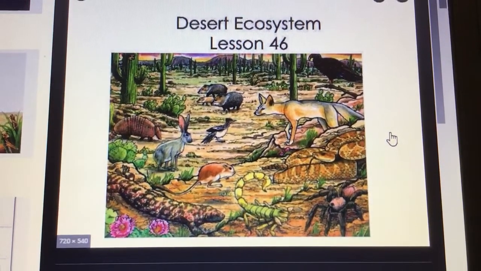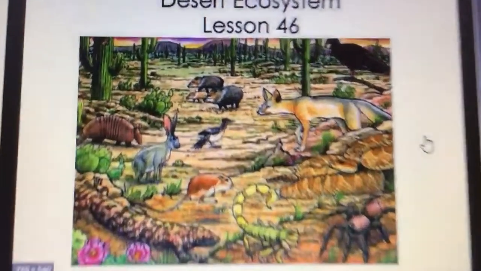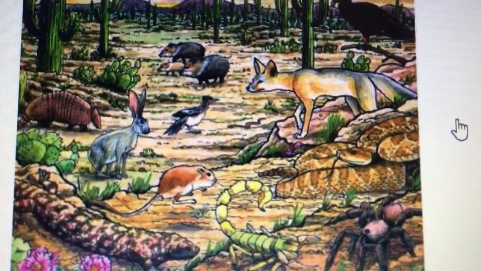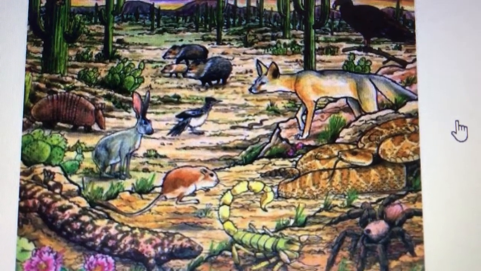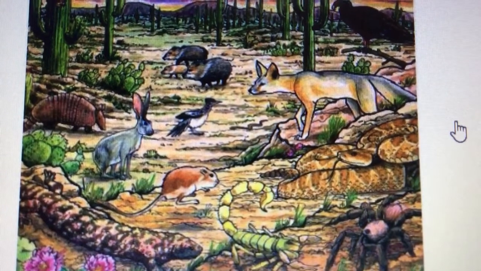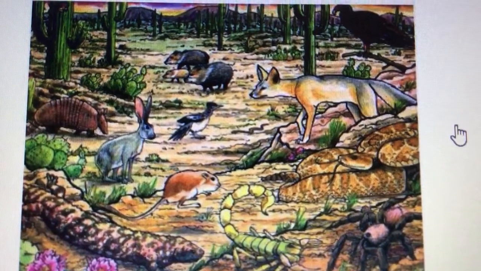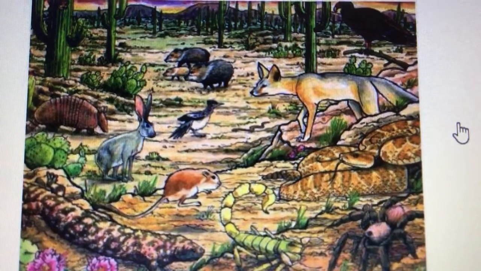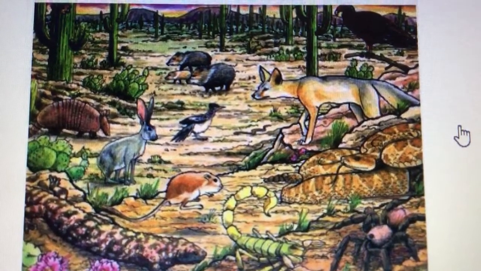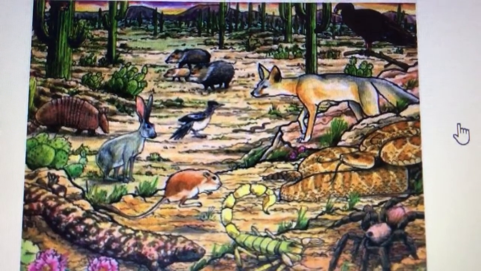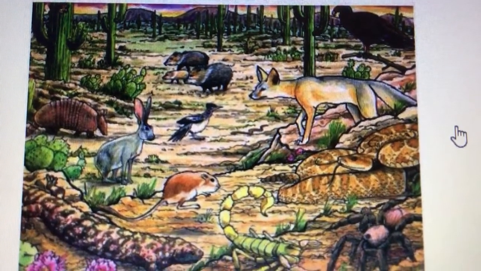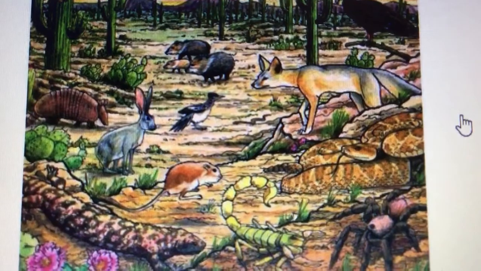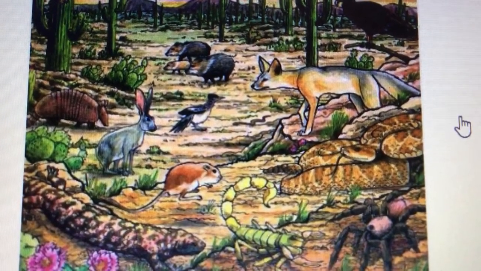Probably not all in one desert, but can you look at this and identify some of the living and the non-living things? The living things are always easy to find. You have the scorpion, the spider, the snake, of course, the armadillo, you've got the cacti. But the non-living things like the dirt on the ground or the mountains in the background or the sky or the clouds, those are the things that would be considered non-living.